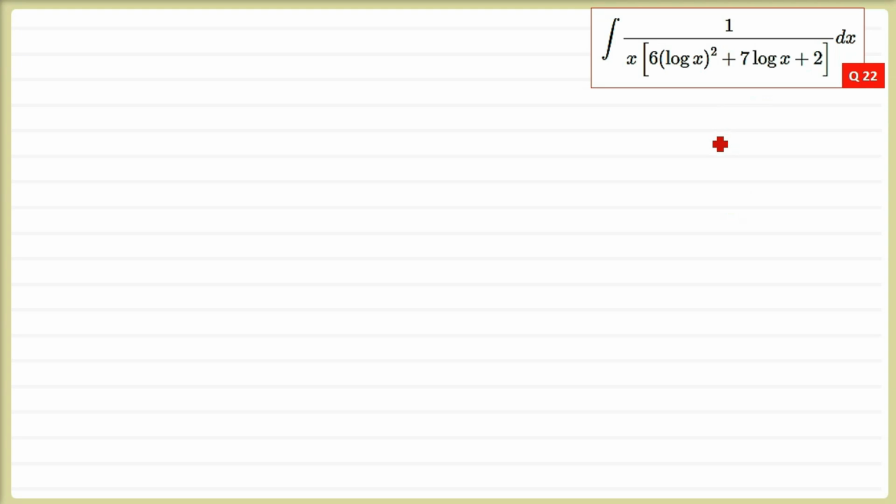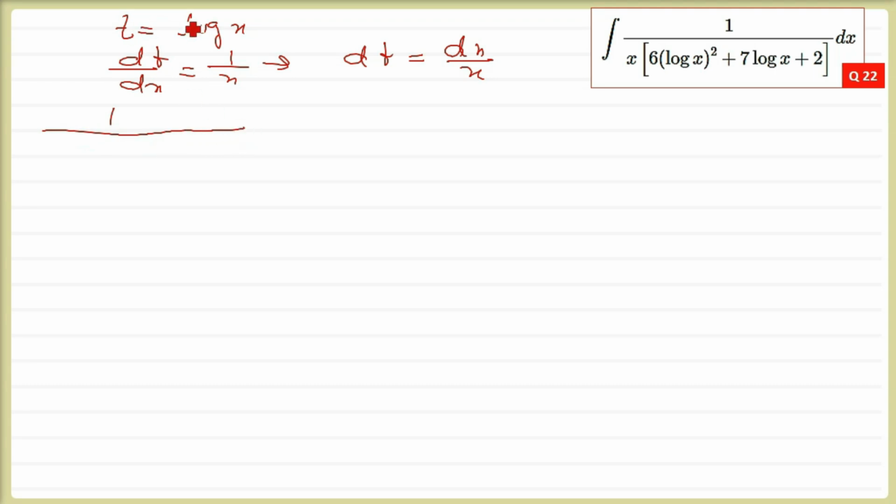Now this question also has a very straight statement to be made, because only if you put log x as t, all these things will become easy. I am trying to suggest that this question needs log x to be placed as t or some variable. So dt by dx will be equal to 1 by x. dt will come as dx by x. So dx by x is dt. So this integration will come like this: 1 divided by, after replacement of log x as t, 6t square plus 7t plus 2. And this dx by x will be replaced by dt.